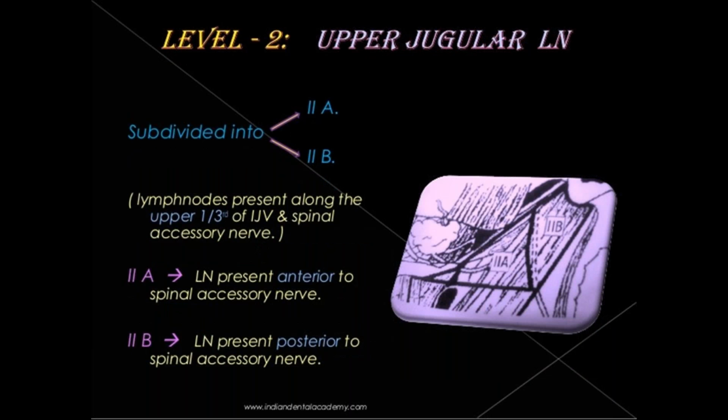Again, level 2 is our upper jugular, divided into 2A and 2B. These are lymph nodes present along the upper 1/3 of the internal jugular vein and the spinal accessory nerve. These are the upper jugular nodes. 2A is lymph nodes present anterior to the spinal accessory nerve, whereas 2B is posterior to the spinal accessory nerve. So level 2 is divided into A and B by the spinal accessory nerve.